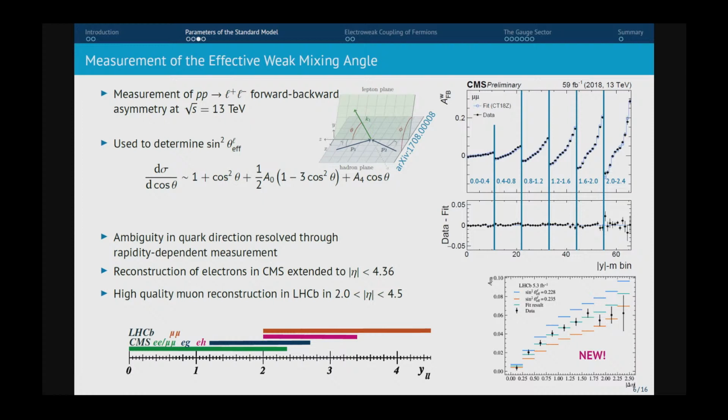LHCb really has an advantage in the experimental setup in these measurements because they have precision muon reconstruction up to large pseudo-rapidities, so here up to 4.5, and this plot just shows you the acceptance of the detector in dilepton rapidity, where LHCb really covers the far forward region. This is compared to the green line, which is the central CMS tracking detectors, and CMS has put a lot of effort into electron reconstruction, extending the electron reconstruction up to larger pseudo-rapidities. So with this, they can now cover the region up to 3.4.